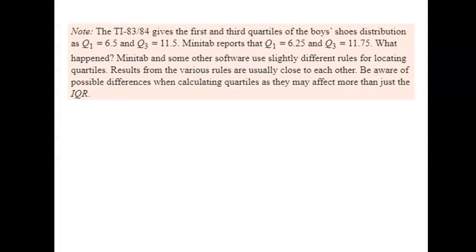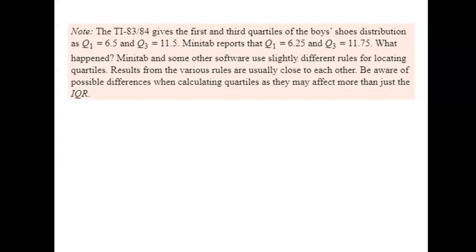So, we do want to note, the TI-83/84 gives the first and third quartiles of the boys' shoes distribution as 6.5 and 11.5. Minitab says 6.25 and 11.75. What happened?